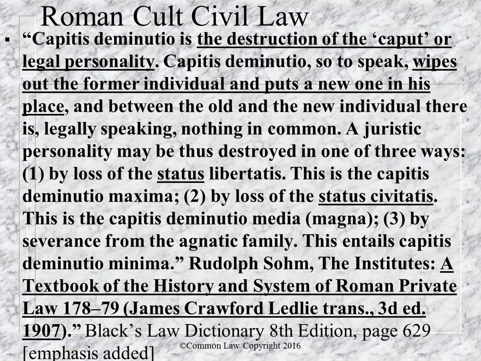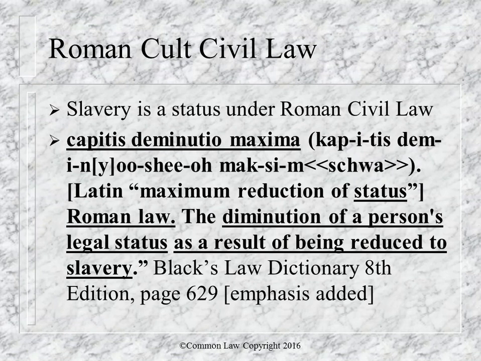Number 2, by loss of status civitatis, which is Capitis diminutio media, and by severance from the agnatic family. This entails Capitis diminutio minima, and that's cited from Rudolf Sohm, The Institutes, a textbook of the history and system of Roman private law. And the point being is that status is everything, okay? Status is everything. Slavery is a status under Roman civil law. Capitis diminutio maxima, the diminution of a person's legal status as a result of being reduced to slavery. Okay?